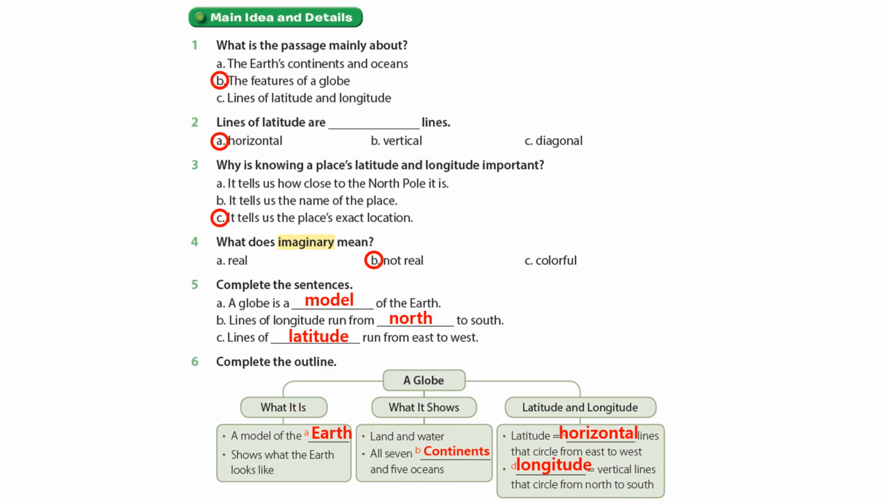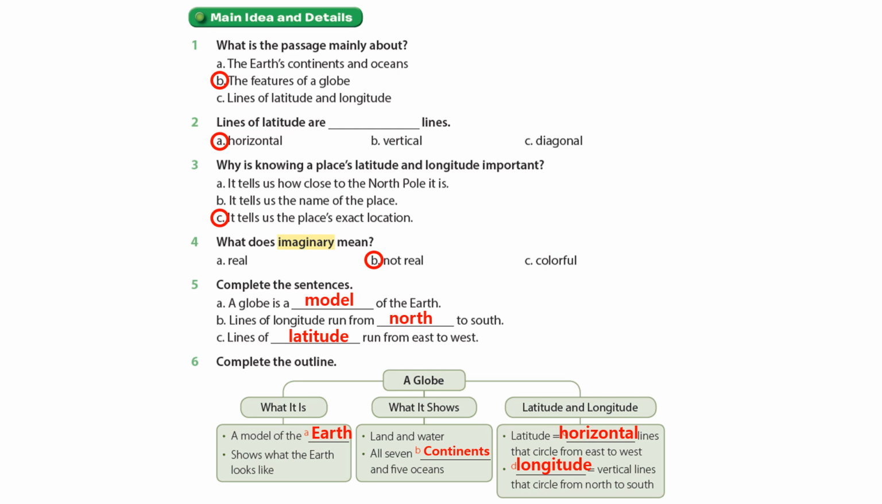So here are the actual answers. So question number 1 was B. The features of a globe. 지구본의 특징. Number 2, A, horizontal. Number 3, C. Because latitude and longitude, it tells us where we are at, exactly where we are at. Number 4, imaginary means not real. Number 5, so do you guys remember what we had to use here?